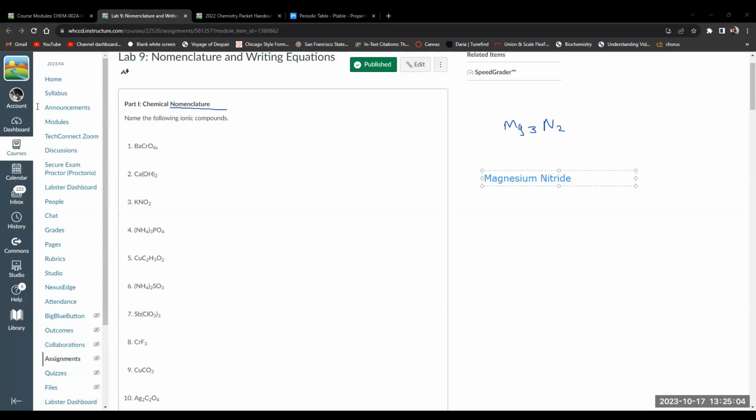So one thing to know about ionics is that we don't take into account how many there are, and I need you to keep that in your mind for when we get into the next part, which is covalents. But just know when we have a metal and a non-metal, don't take into account how many they are when it comes to naming. So magnesium nitride would be the final answer.